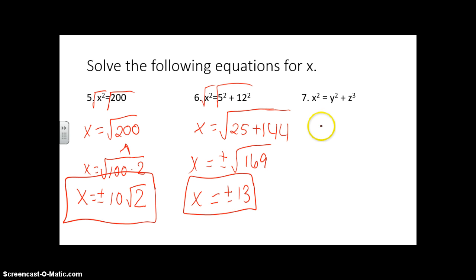Last problem, 7. We have x squared equals y squared plus z squared. I take the square root of the left side, take the square root of the right side. Square root of x squared gives me x, which equals the square root of y squared plus z squared. And since we're working with just variables here and no numbers, this is going to be my final answer.